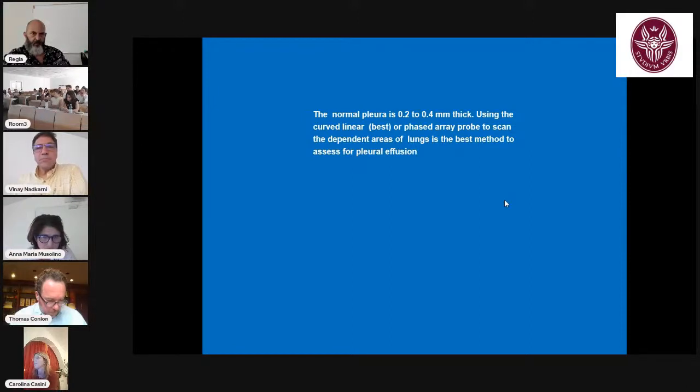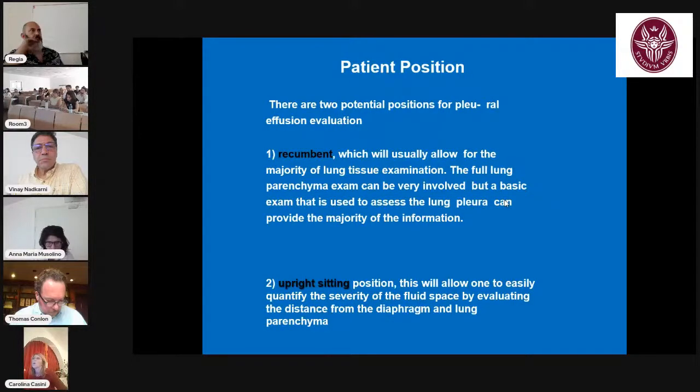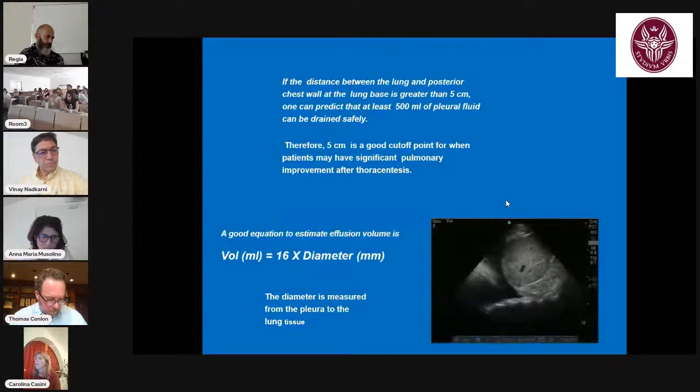We can use the probe and scan dependent areas of lung, and we can assess the pleural effusion. The patient position to detect pleural effusion can be two. One, recumbent, which usually allows for the majority of lung tissue examination, and also the upright sitting position. This will allow one to easily quantify the severity of the fluid space by evaluating the distance from the diaphragm and lung parenchyma.